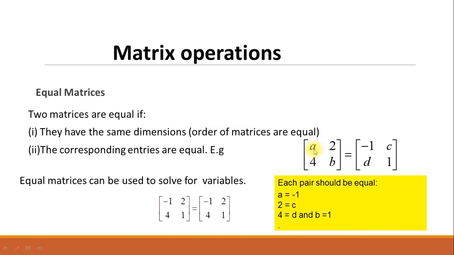For example, the value of A will be equal to -1, the value of C will be 2, the value of D will be 4 and the value of B will be 1. Since these two matrices are equal, by comparing the corresponding elements we can find the unknown variables.